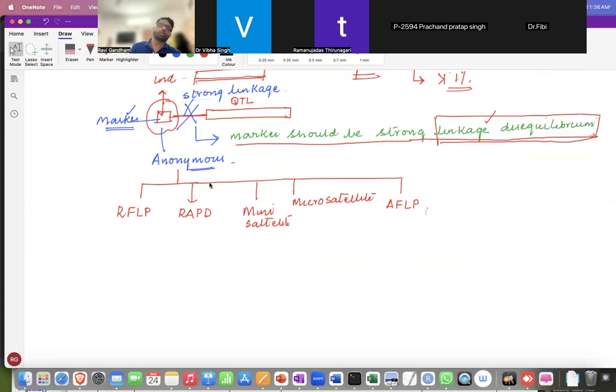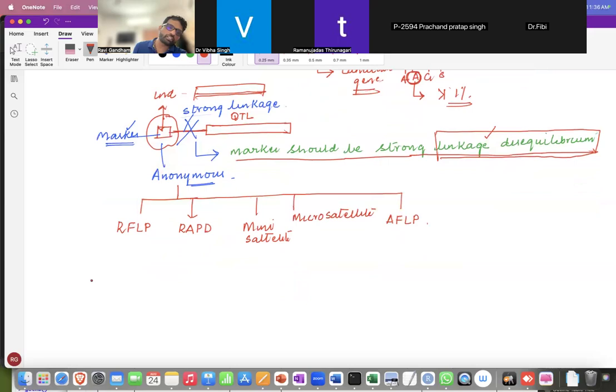Clear? So now what we are going to do is, first we'll talk about RFLP markers. When we're talking about RFLP markers, I assume that all of you know it's restriction fragment length polymorphism. The genetics guys are very thorough with this, but for the sake of all the others, there are two variants of RFLP markers. One is simple RFLP, and the other one is PCR RFLP.